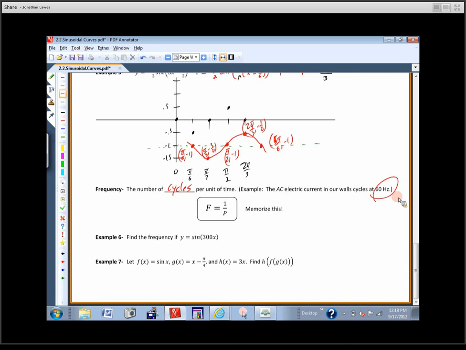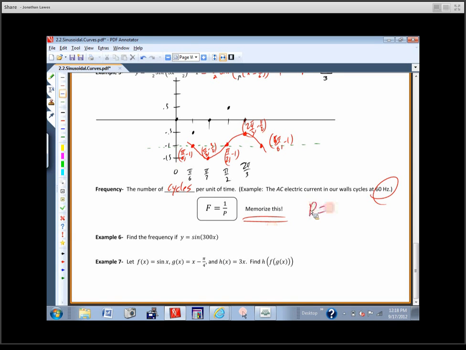That's the frequency. Okay? And it's usually measured per second. We have a special name for that. That's called hertz. Okay? Now, there's a really simple formula for this to figure out the frequency. Frequency is 1 over the period. It's that simple. Please get this memorized. Frequency is 1 over the period.